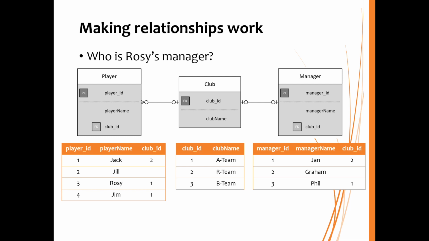So here we get a little more complication now, because we've got 3 tables, and we want a bit of information that comes from 2 of the tables that are not directly related. So we want to know who is Rosie's manager. From the diagram, we can see that Rosie is a player, and that the player has a relationship with club. We also can tell from the diagram that the manager has got a relationship with club. So club is the common table between these 2 other tables. And so what we'll need to do is to work out which club does Rosie play for, and from that bit of information we can then find out who Rosie's manager is. Rosie has club ID 1, therefore by going to the manager table we can find that Phil has got the same club ID as Rosie has got.